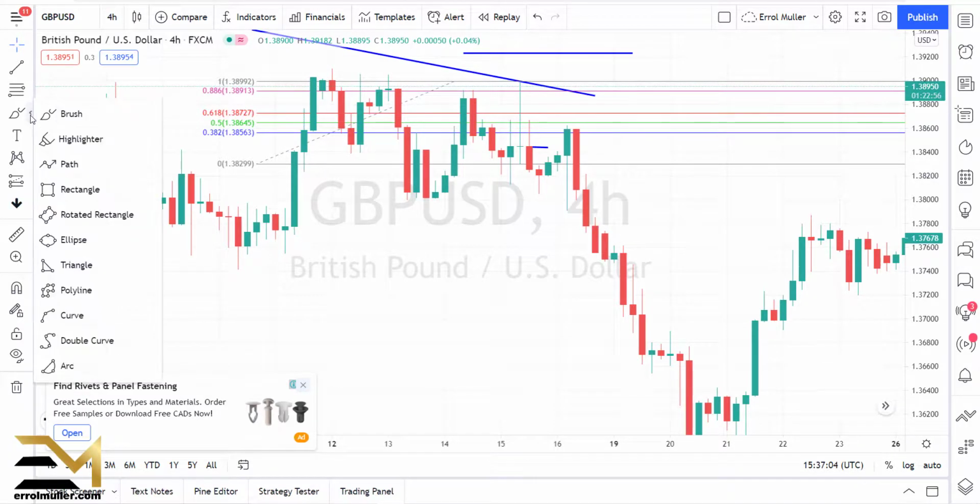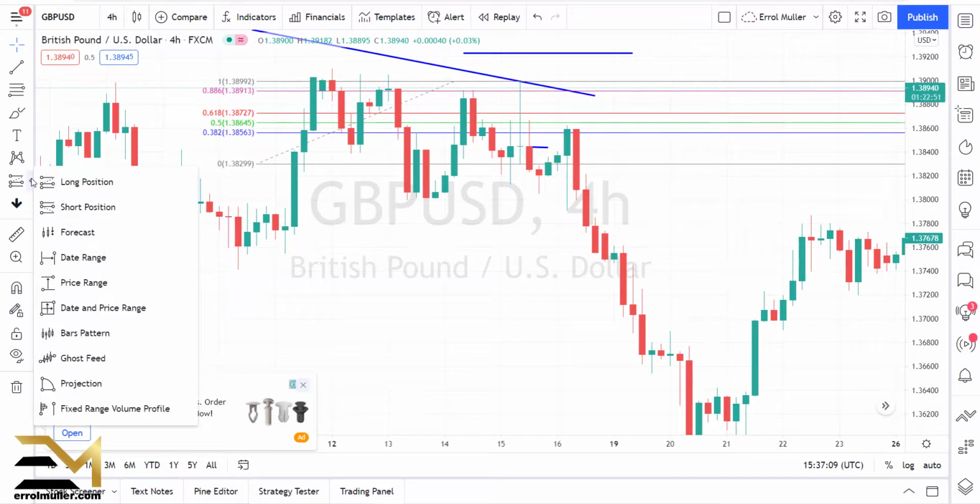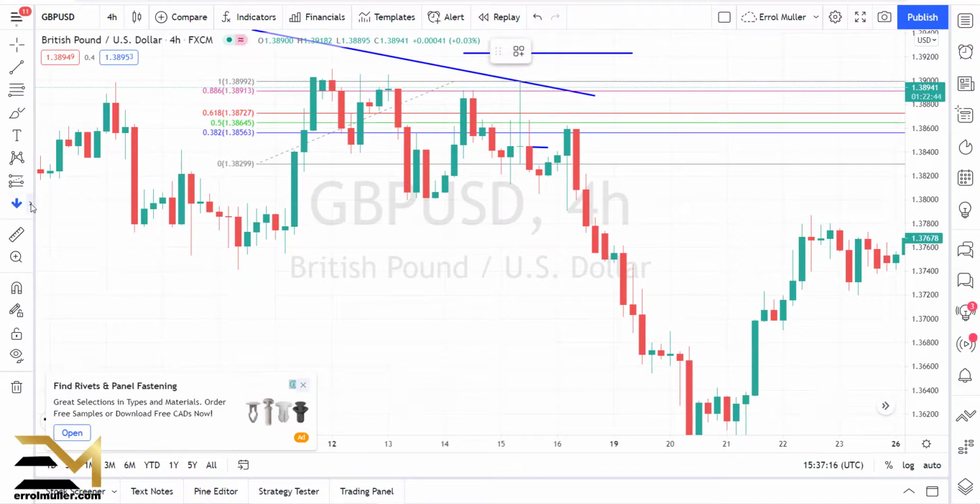It will not be there. That is the text. That's not the text. It's usually around long position, short position, date and price, fixed volume. No, it's not that. Either way, I wanted to show you so you can look at it for yourself.